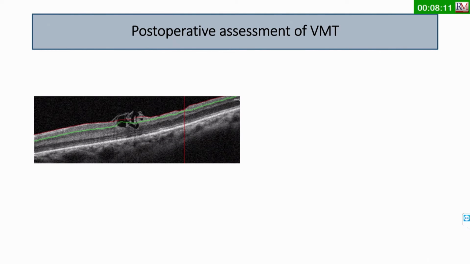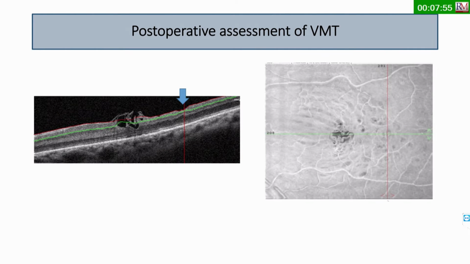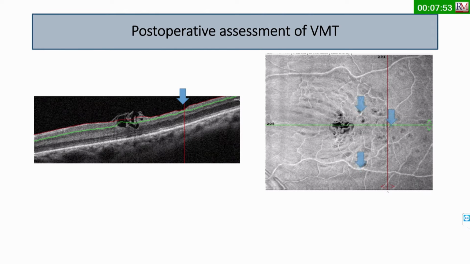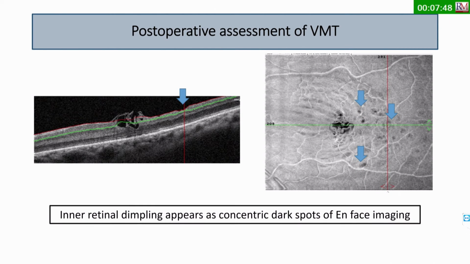Here, for example, a patient following vitrectomy with ILM peeling and inverted flap technique for a full thickness macular hole. We can detect here on line scan a depression which is limited to the retinal surface, or what is known as dissociated optic nerve fiber layer or inner retinal dimpling. Here is the en face for the same patient. We can detect concentric dark spots corresponding to inner retinal dimpling. This dimpling is reported to be a result of minor trauma to Müller cells, and it is also reported that it is not associated with decrease in visual acuity or affection of retinal function.